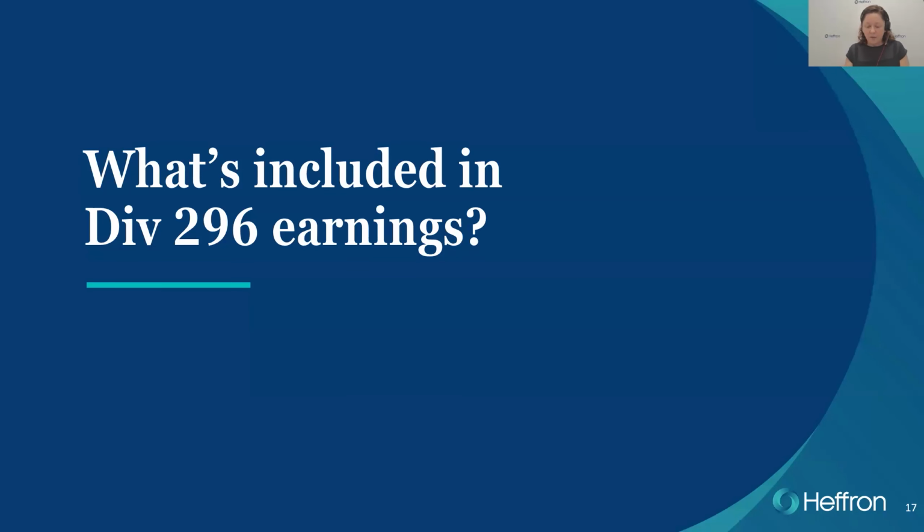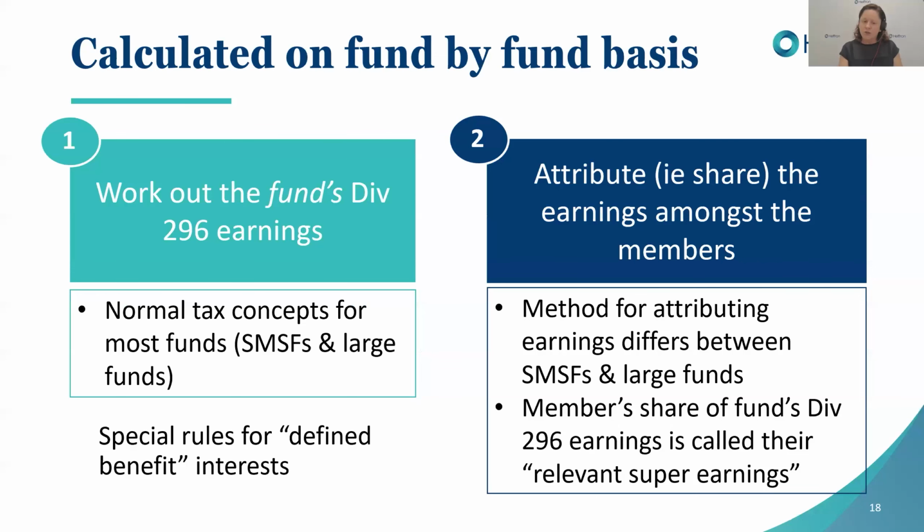So critically, what's in our Div 296 earnings? As I said, we've got that tax rate, we've got our proportion. The critical aspect is what's actually included in Div 296 earnings. We calculate that on a fund by fund basis. Our first step is to work out what the fund's Div 296 earnings are. We're going to use normal tax concepts for that, certainly as our starting point anyway. And self-managed super funds and large funds will do that the same. There are some special rules for defined benefit funds, but we're not going to go through those today.